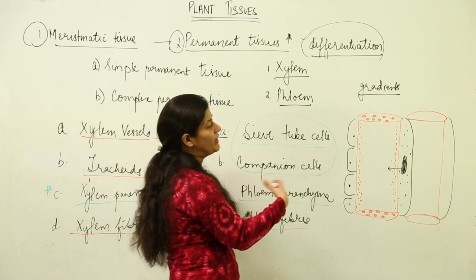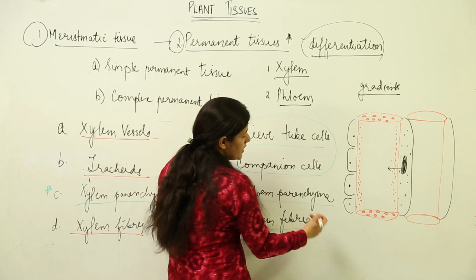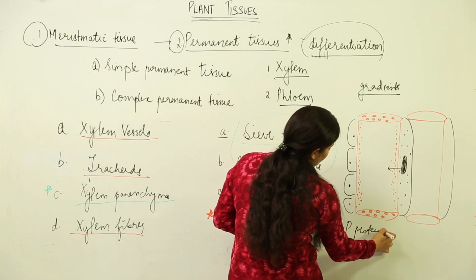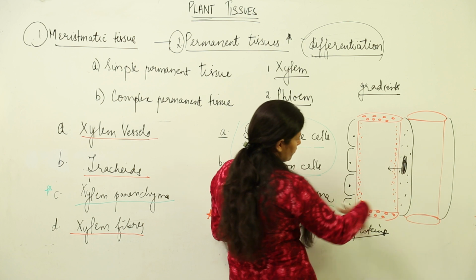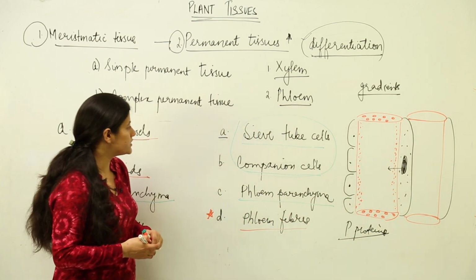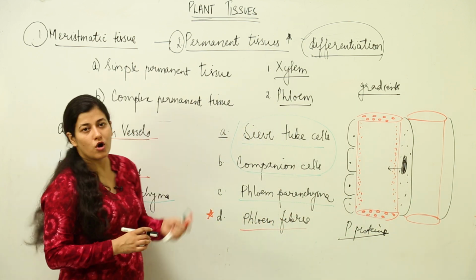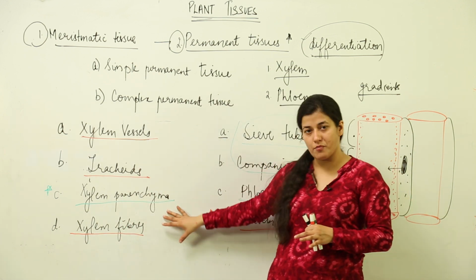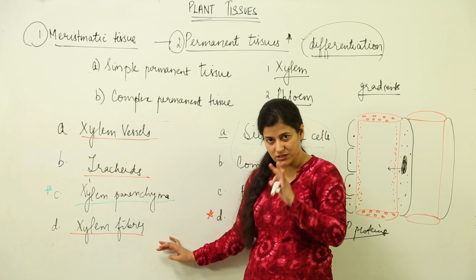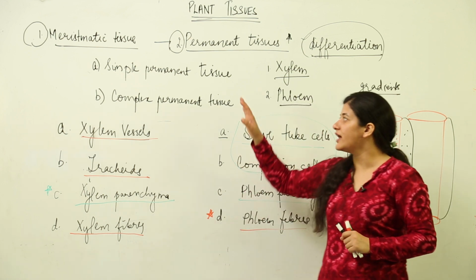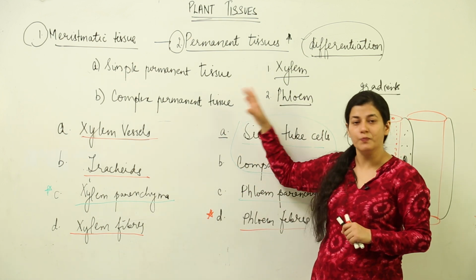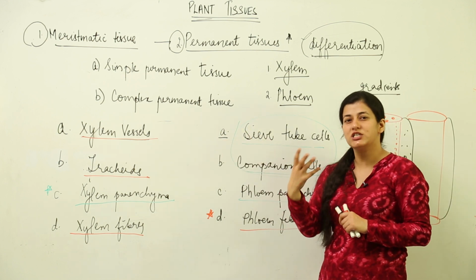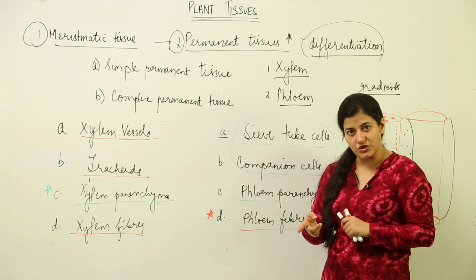There are specific P bodies, please remember it, P proteins, or you can say P bodies, which are responsible for this particular conduction and gradient maintenance. This is all about the complex permanent tissue. I hope you understand what the components are. Firstly, you have to remember the names. That is very important. Secondly, you have to understand how it is different from simple permanent tissue. Thirdly, you have to understand the basic structure in terms of function.